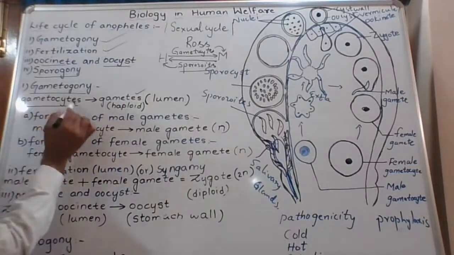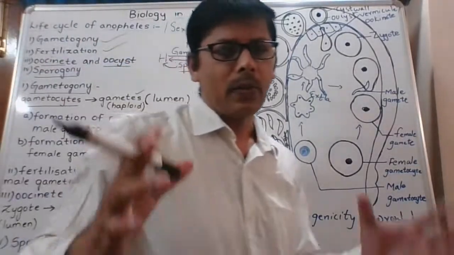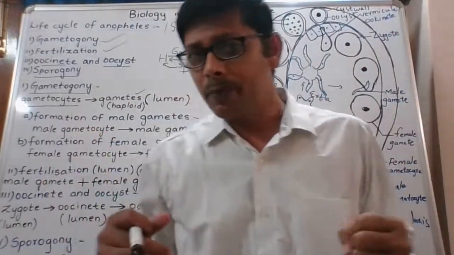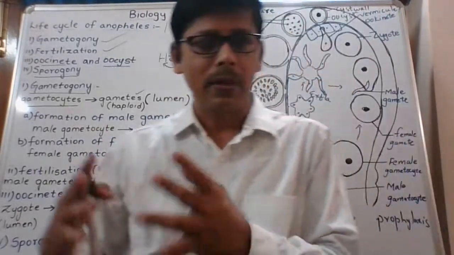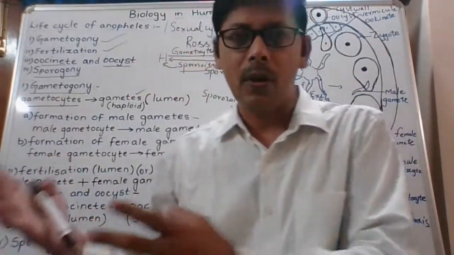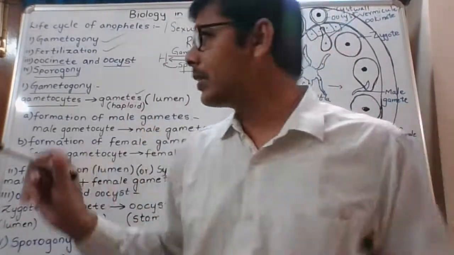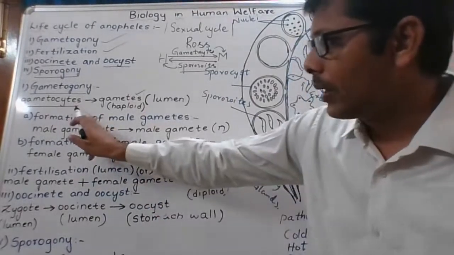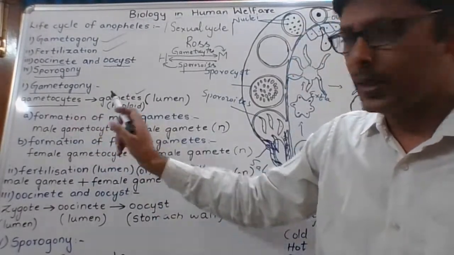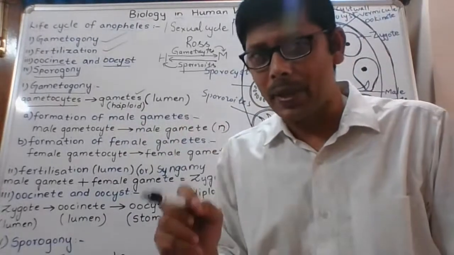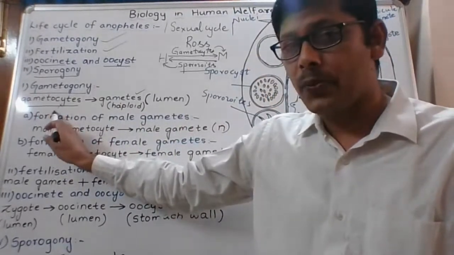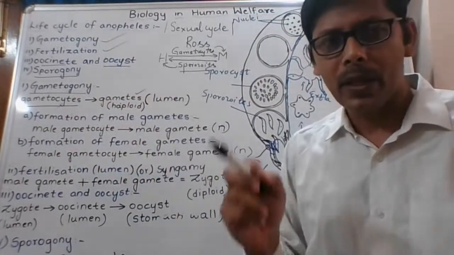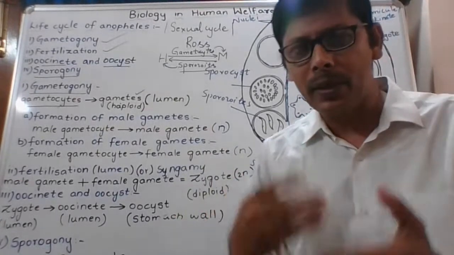from gametocytes. Yesterday we learned that when a mosquito bites a malarial patient during night time, from the body of that patient, gametocytes enter into the crop of the mosquito. Now the gametocytes are in the mosquito, and the gametocytes form gametes. The process of formation of gametes from gametocytes is called gametogony. The name itself tells it. In gametogony, gametes are formed.